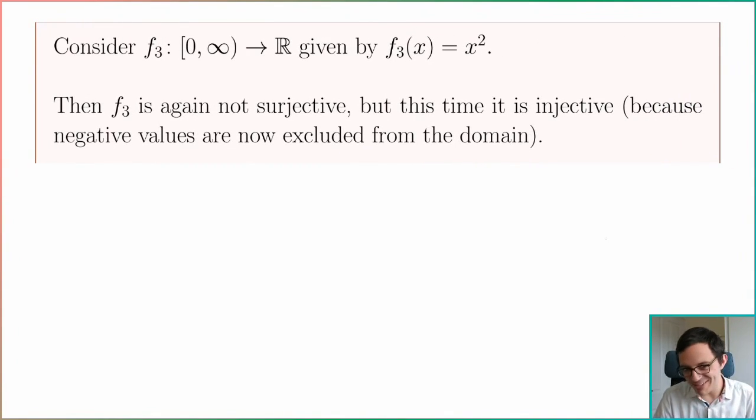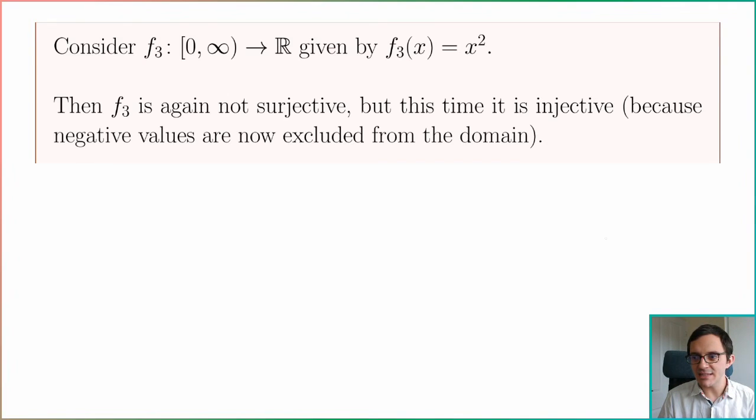Here's another function where I've modified the domain this time. So I've chosen to only look at positive numbers, or 0, and square those. And this is not surjective. We started with a function that wasn't surjective, and it's not surjective. I haven't solved the problem about the square root of -1. There's still points in the codomain that I don't map to.